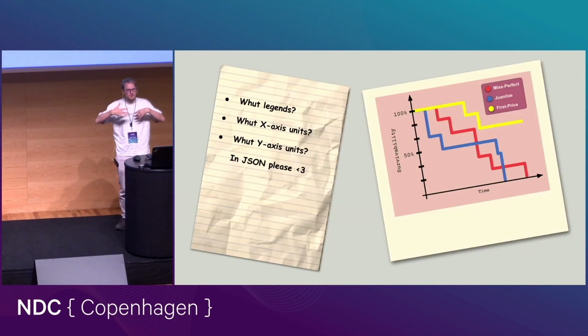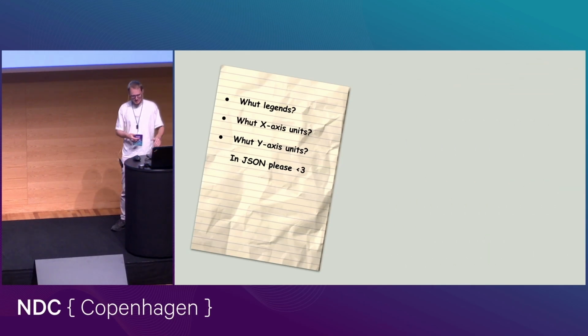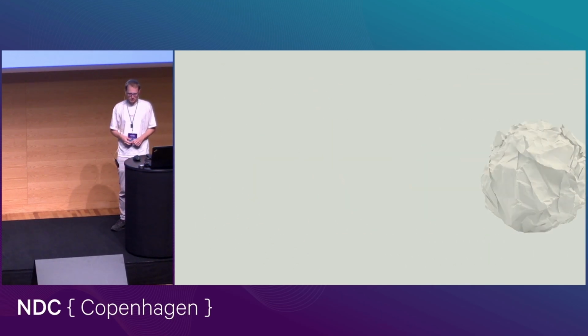So what we're going to do now is try to use an LLM to help us out a little bit. So we have a wish list. We want to get the X and Y axis units. We want to also get the legends, maybe. And we're going to send this image alongside our wish list over to an LLM.